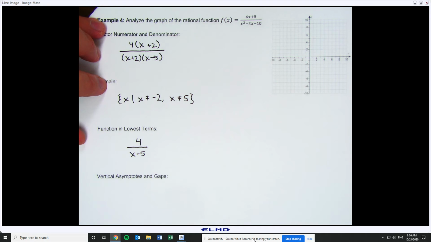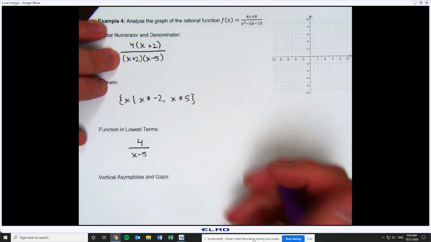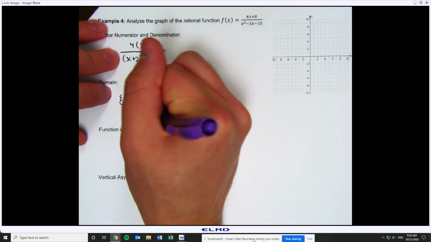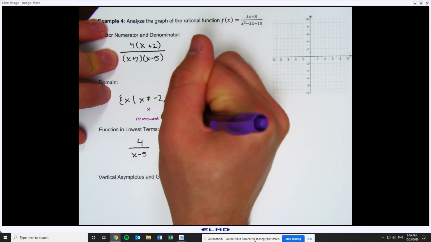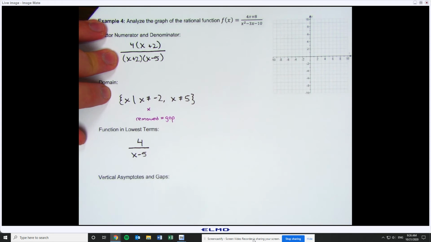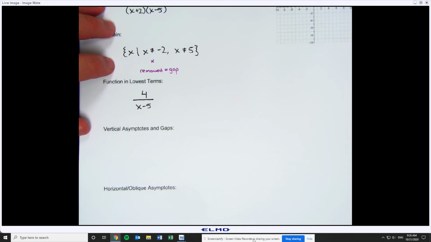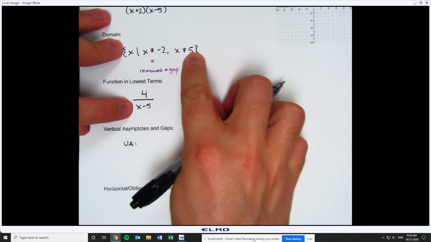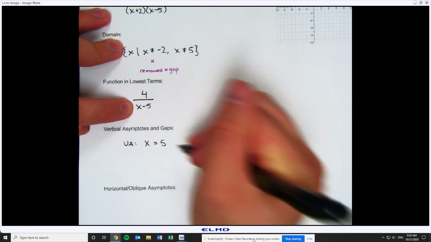Got it. Now, doing the same thing that we've done on the previous lecture, I crossed out x plus 2 and it completely disappeared, so I know this one goes away. That has been removed. You remember, removed equals gap. Okay, so now for my vertical asymptotes and gap, for the vertical asymptote, I see x equals 5 is still an issue for us. So I have a vertical asymptote at x equals 5.